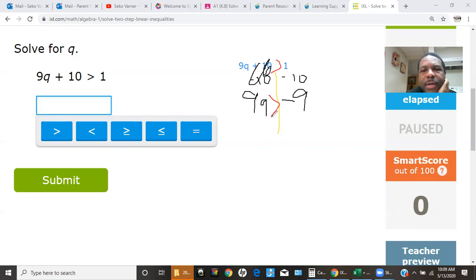All right, so now we have 9Q is greater than -9, right? So we want to divide by 9 on both sides. So that's going to leave us with Q is greater than, and -9 divided by 9 is going to be -1. Okay, so now we can put here Q is greater than -1.